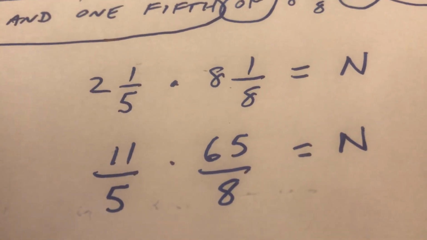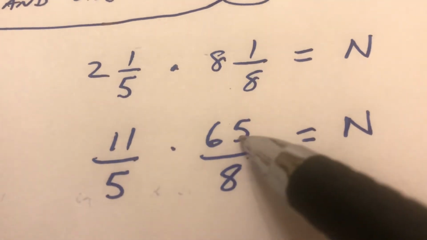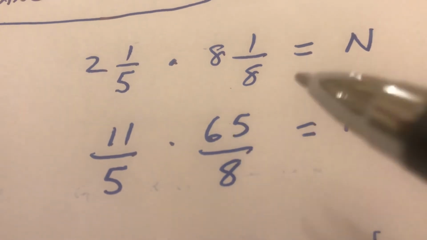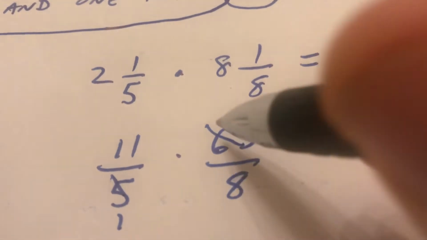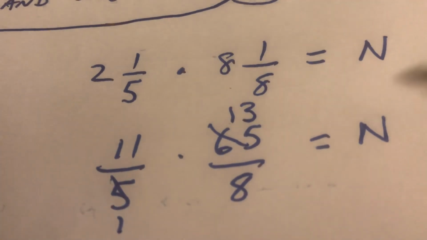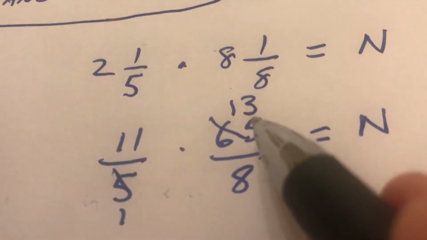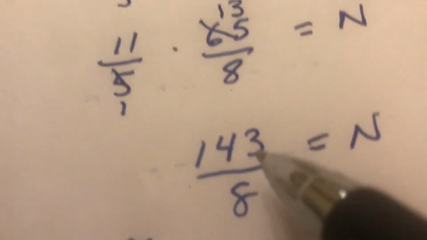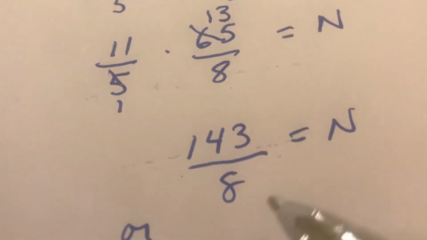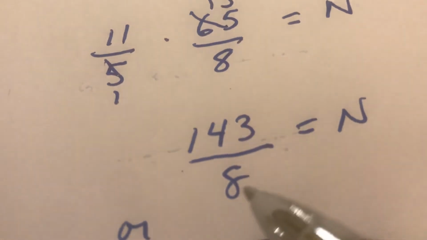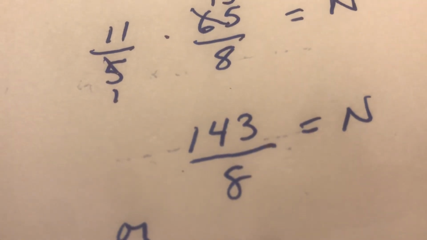And so now we could multiply that out, but we could cancel. See, if the number ends in 5, we know 5 goes into it. Anyway, 5 goes in once, 5 goes into 65 13 times. Now I multiply 11 times 13, which is 143, and 1 times 8 is 8. So n equals 143 over 8.